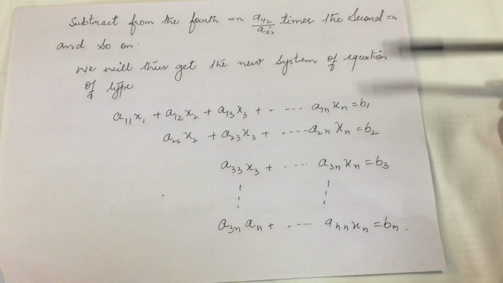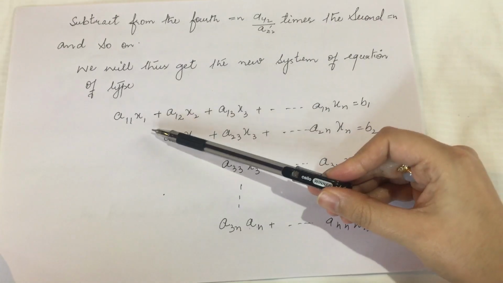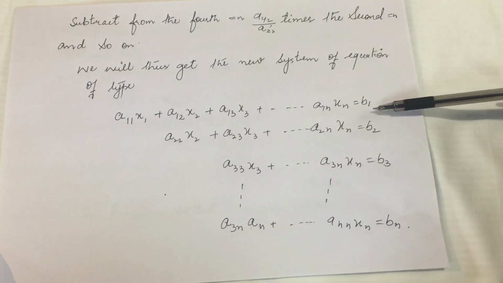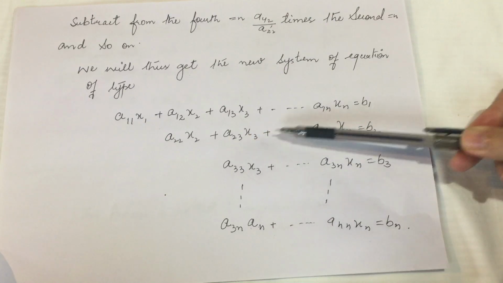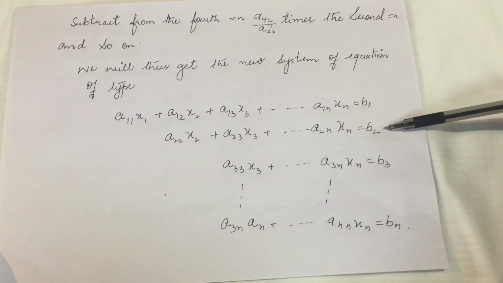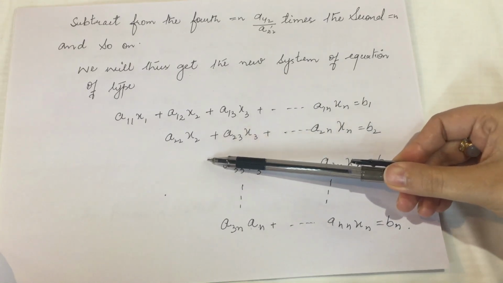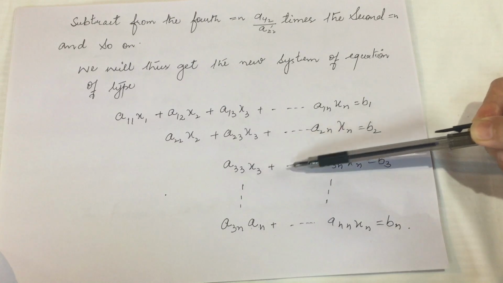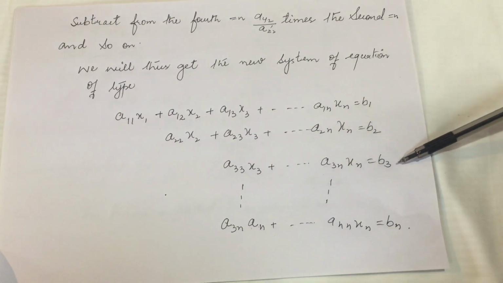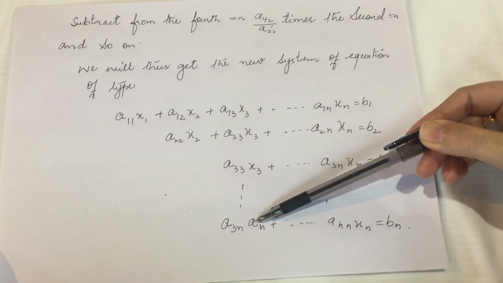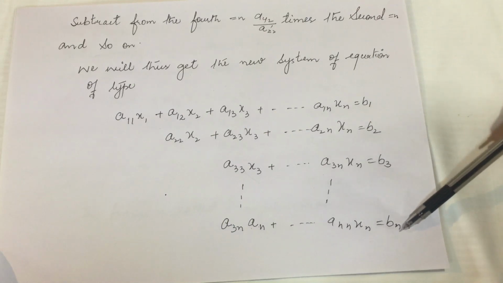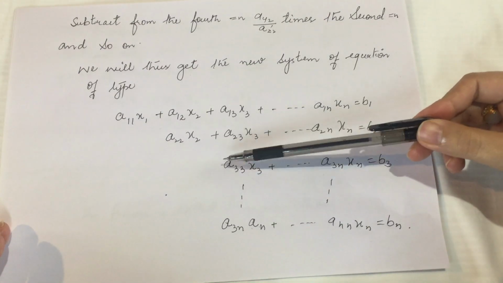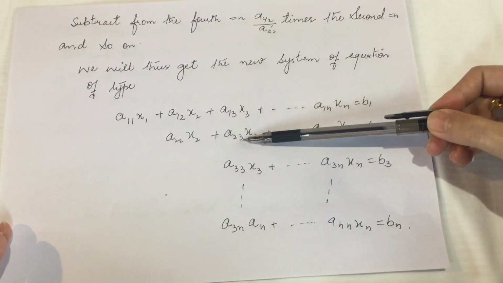So we will thus get the new system of equations: a11 x1 plus a12 x2 plus a13 x3 up to a1n xn is equal to b1, a22 x2 plus a23 x3 plus up to a2n xn is equal to b2. And in the third equation, you see we have eliminated the term x2 from the third equation onwards. So it will be a33 x3 plus up to a3n xn is equal to b3, and so on up to ann xn. That means when we follow the third step, it eliminates the term x2 from all the other equations except the first one and the second one.